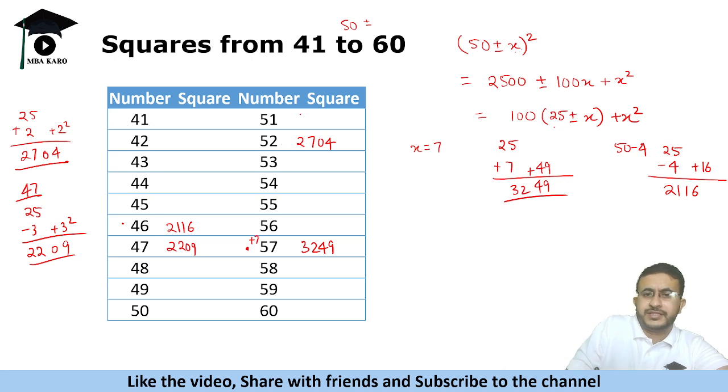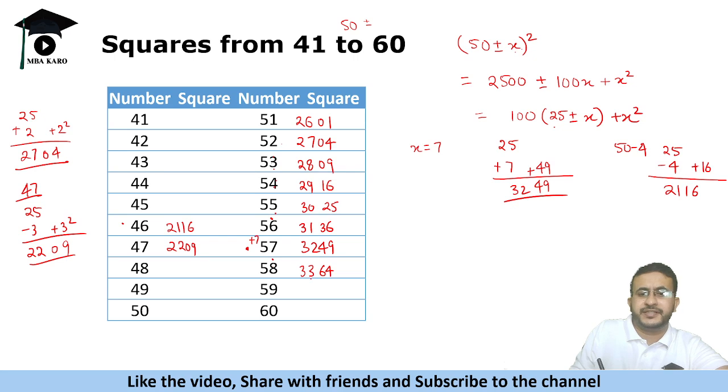So let us do the calculations. It will be 25 plus 1, 26, and 01. 25 plus 3, 28, and 09. 25 plus 4, 29, 4 square is 16. 5 square is 25, 25 plus 5, 30. 6 square is 36, 25 plus 6, 31. 8 square is 64, 25 plus 8, 33. 9 square is 81 and 25 plus 9 is 34, and this is 60, so you know that, 3600. Now let's calculate from 40 also. This is minus 9, minus 8, minus 7, minus 6, minus 5, 4, 3, 2, 1. 0 is 2500.